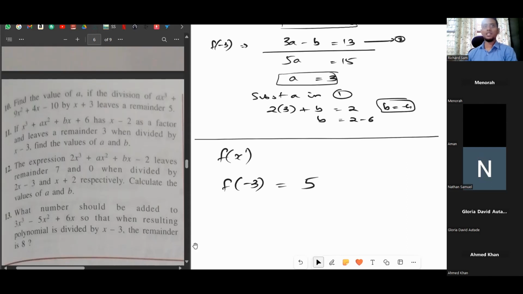According to remainder theorem, if you divide an equation f of x with x plus 3, then the remainder is what? That we already know. But according to remainder theorem, what is the remainder? I'm saying if you divide an equation or expression f of x with x plus 3, then the remainder is what? f of minus 3. And that f of minus 3 is how much? 5, because that's the remainder. So this is the main thing that you have to get from all of this. f of minus 3 is 5.